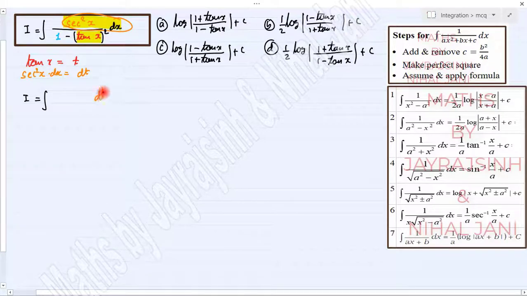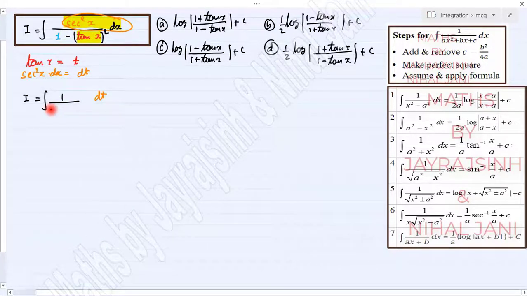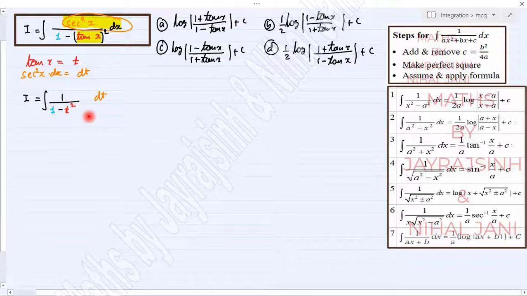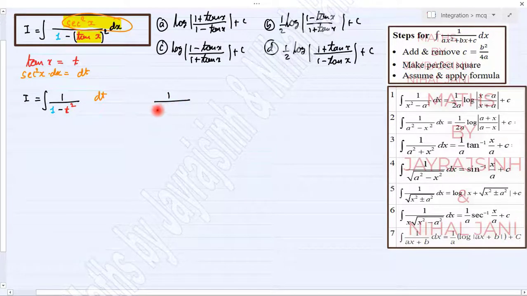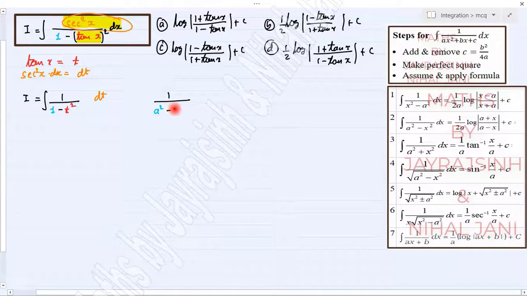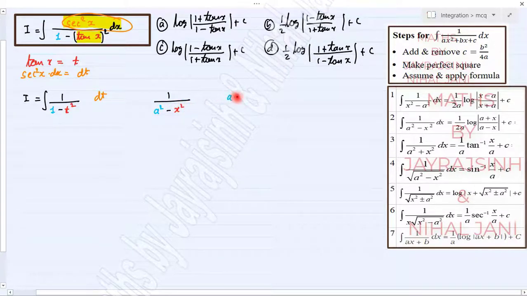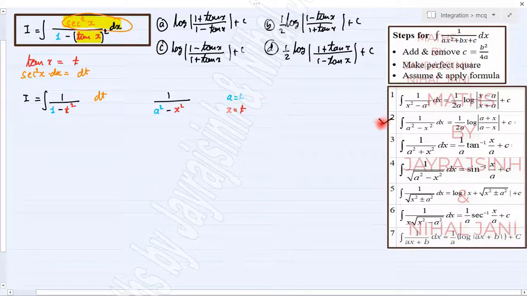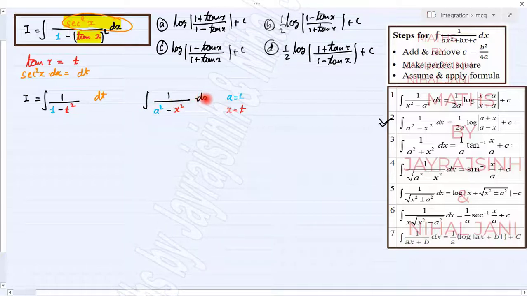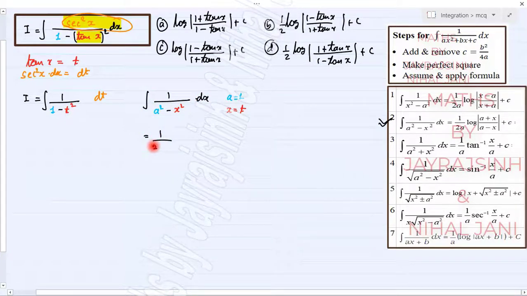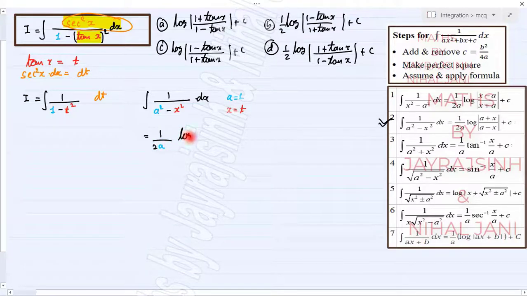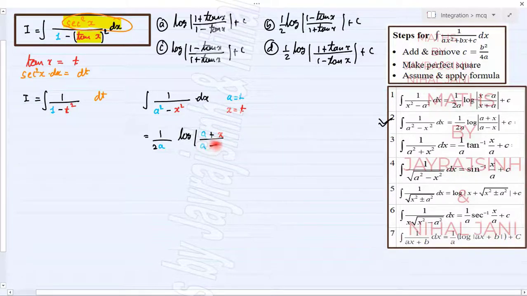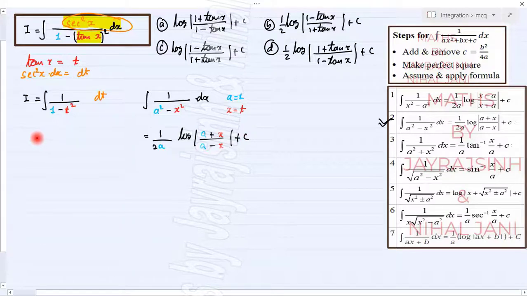this sec square x dot dx will become dt and 1 upon 1 minus, instead of 10x we have to place t, so we'll get t square, which is in the form of 1 upon a square minus x square, where your a is 1 and x is t, and using second formula we can say its integration is simply 1 upon 2a log mod a plus x upon a minus x plus c.